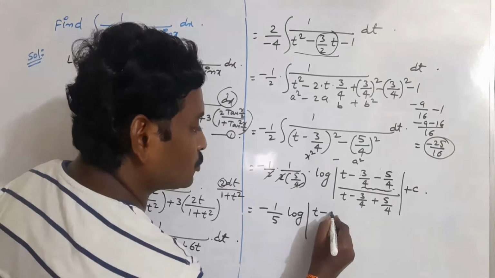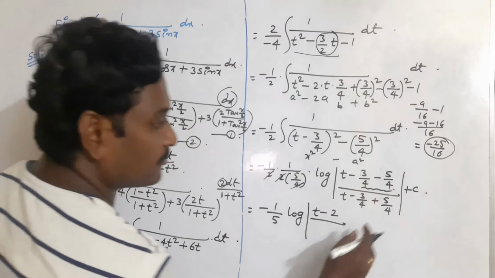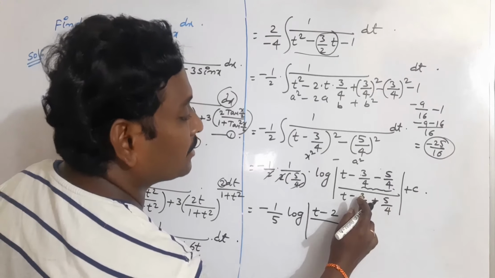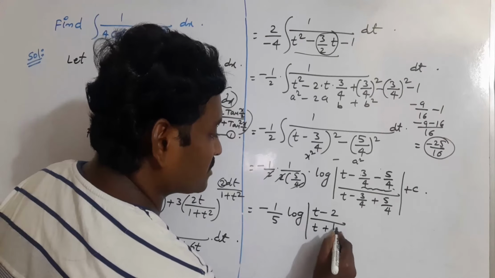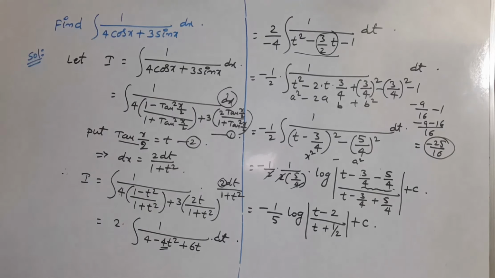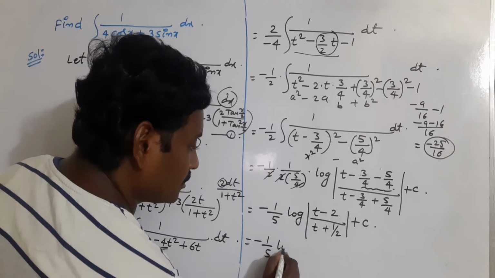So the numerator is 2 t minus 2, and here also you will get 5 minus 3. What is 5 minus 3? 2. 2 by 4 means 1 by 2, t plus 1 by 2 plus c. We have to write one more step: minus 1 by 5 into log mod.